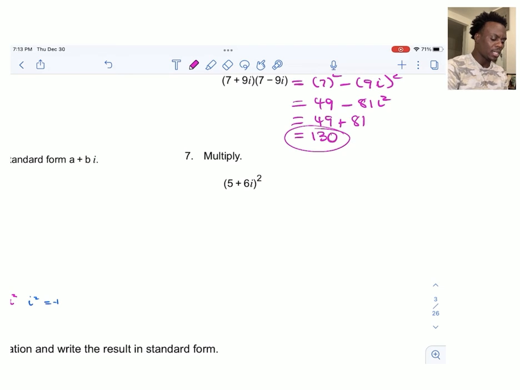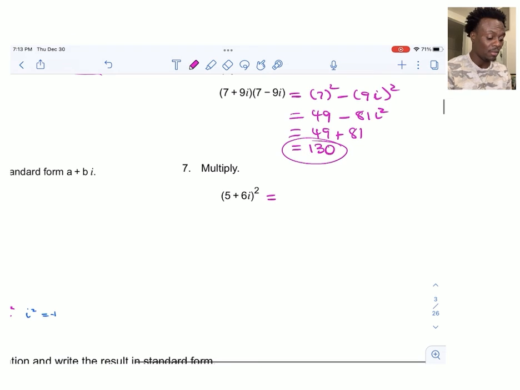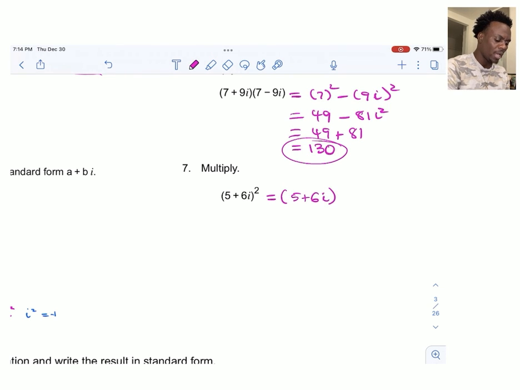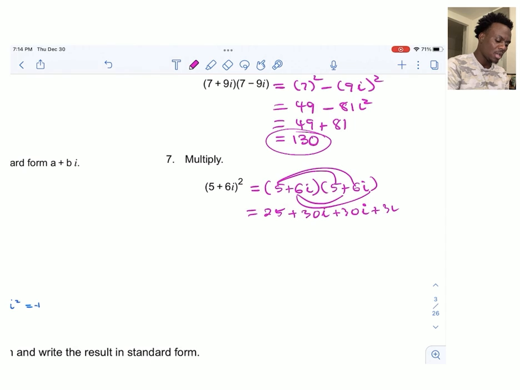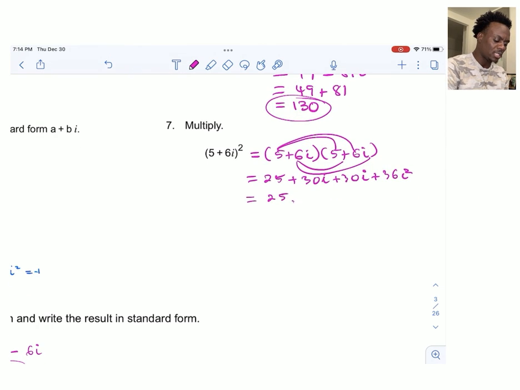Number 7 is the same as number 6. The only difference is that they give me number 7 in condensed form. I can expand it as 5 plus 6i times 5 plus 6i, and do FOIL. 5 times 5, 25. 5 times 6i, plus 30i. 6i times 5, plus 30i. And 6i times 6i is plus 36i squared. And i squared being negative 1, that is 25 plus 60i minus 36. So 25 minus 36 is negative 11, giving negative 11 plus 60i.